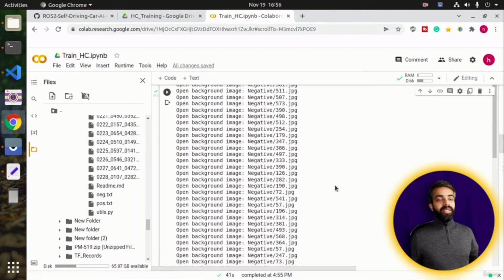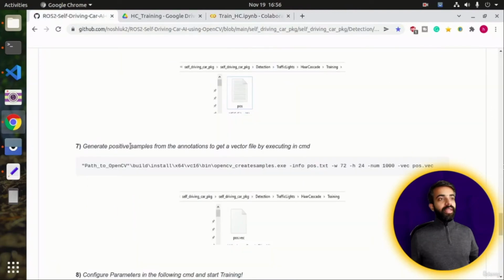So now we have generated the negative.txt file and the positive.txt file. We only need to create the positive description file. That can be done by providing the positive.txt file to OpenCV create samples once again. If you look inside the README, this is step 7, which is generating positive samples from the annotation to get a vector file by executing this command. It takes in the info positive.txt file, its width and height, and the number that we want to create, and this will create the positive.vec file.